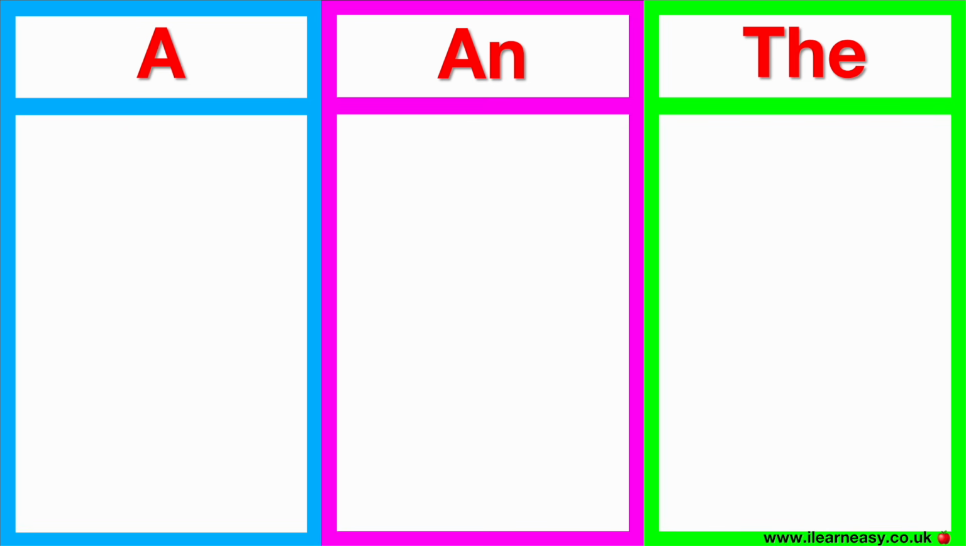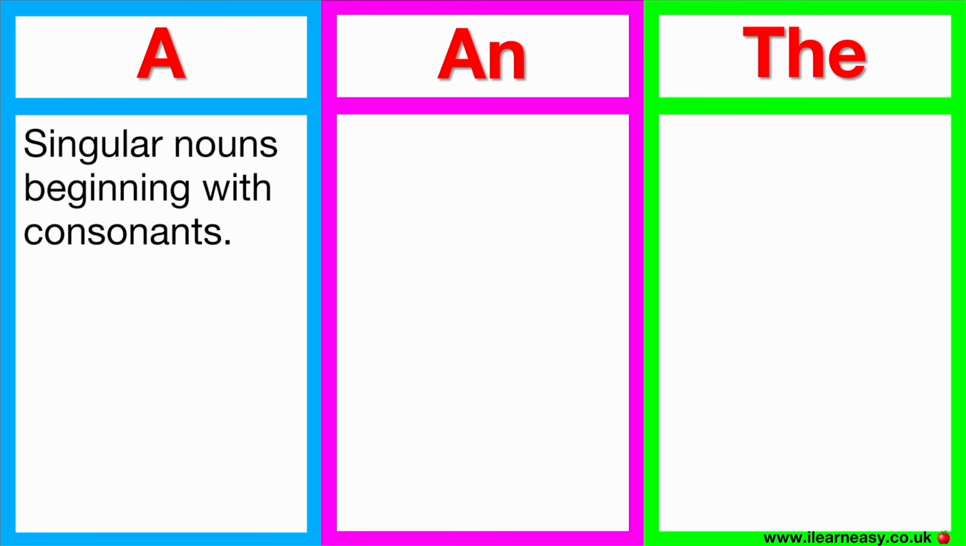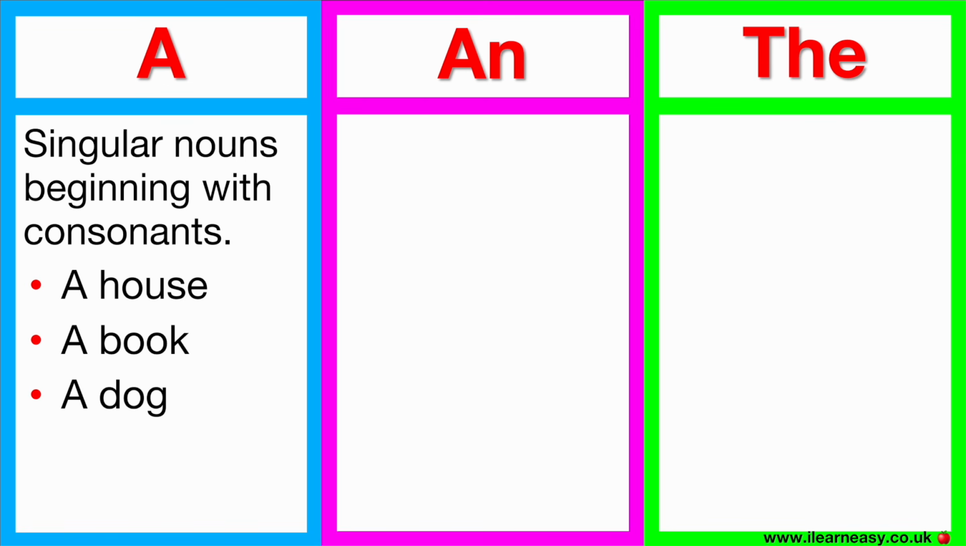The indefinite article a is used before singular nouns beginning with consonants. For example, a house, a book, a dog, a car, a ruler. All of these nouns begin with consonants: H, B, D, C, R.